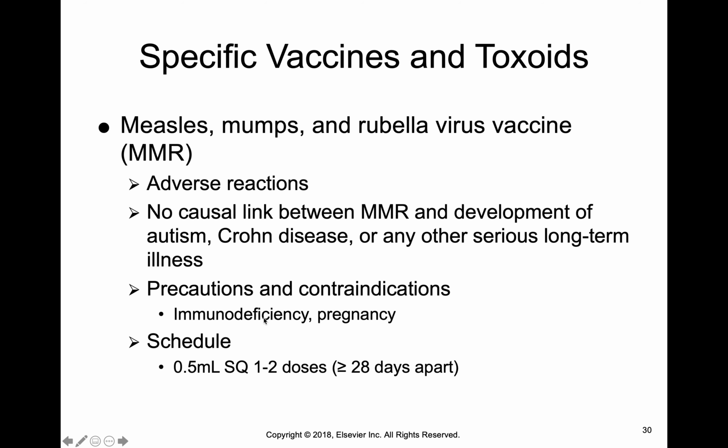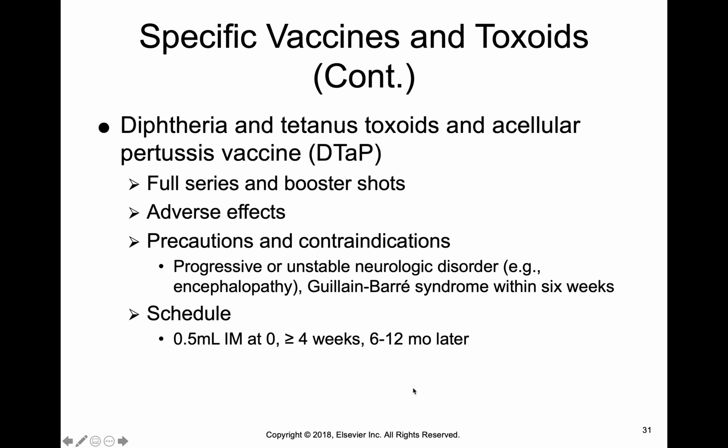You do have to be cautious in immunodeficiency. It is contraindicated in pregnancy. And the schedule, again, is subject to change, so I encourage looking at the CDC website or the ACIP vaccination schedule. But currently it's 0.5 ml subcutaneously, and we do that 1 or 2 doses depending on certain situations. If you're giving a second dose, it would be at least 28 days apart.